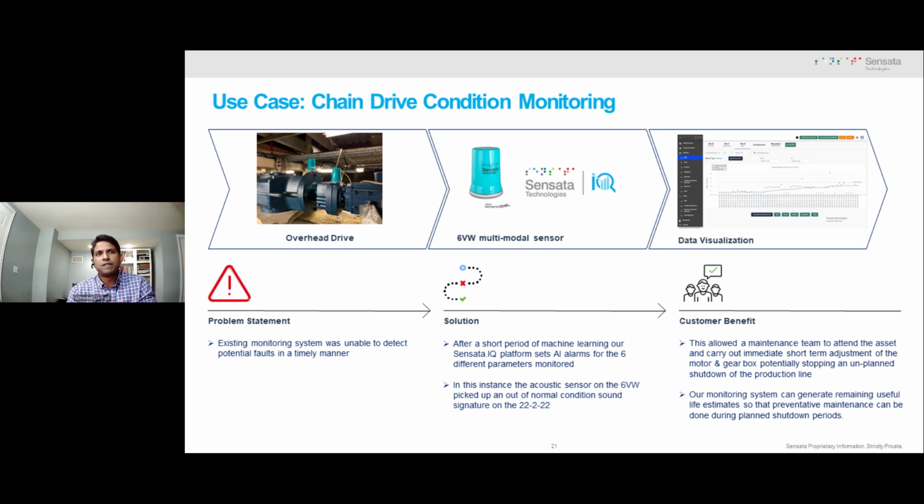And after a short period of time, the machine learning algorithm was able to pick up an anomaly in the acoustic data. We were able to diagnose the problem with the chain drive lubrication. And then also there was some overloading of the chain drives as well. So this information allowed the maintenance team to attend to the asset and carry out immediate short-term adjustments to the motors and gearboxes, and potentially stop unplanned downtime.